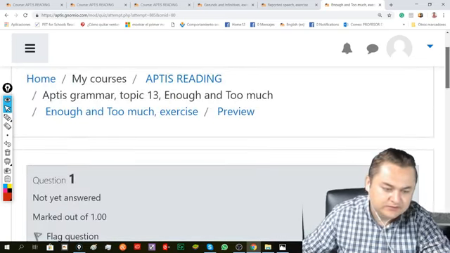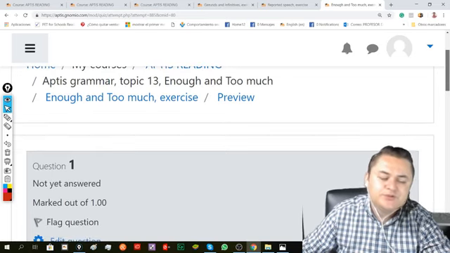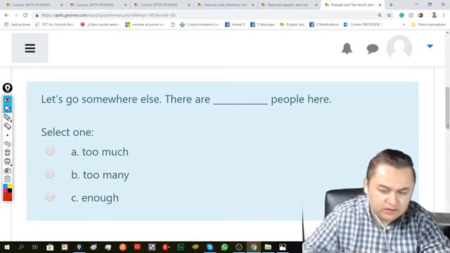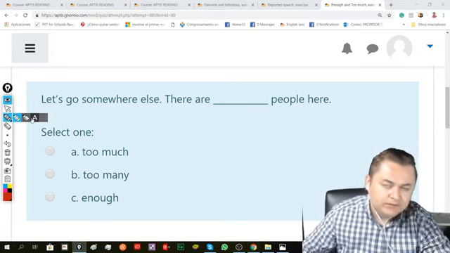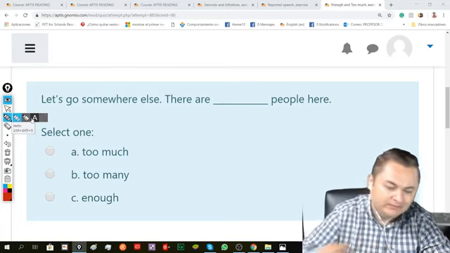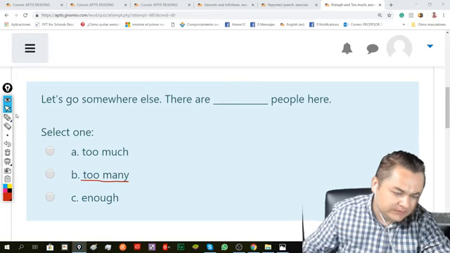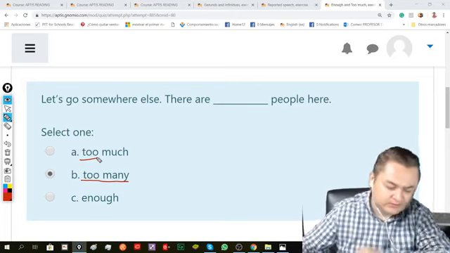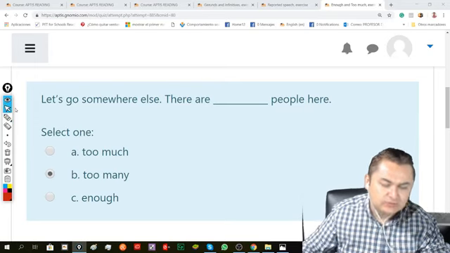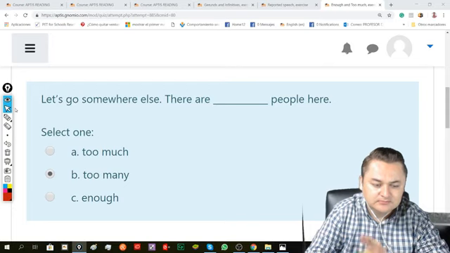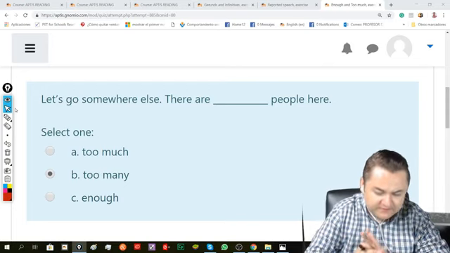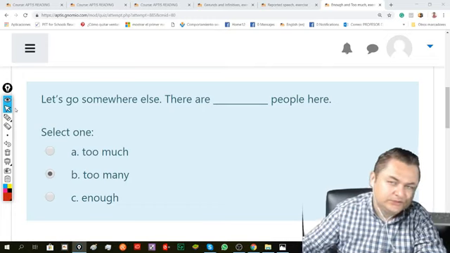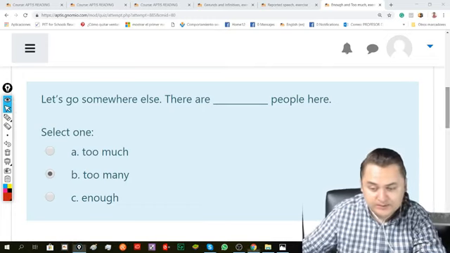Today we're going to study this reading topic related to grammar and the differences between enough and too much. For instance, in this case it says, let's go somewhere else. There are, and then it says people here. When you are talking about things in a negative way, we can say too many. You use too when you want to talk about something which is not good. We can't say too much, because too much is used for things that you can't count, things that you can't put an S to. So for example, sugar, you say too much sugar, but you say too many books if you want to talk about it in a negative way.